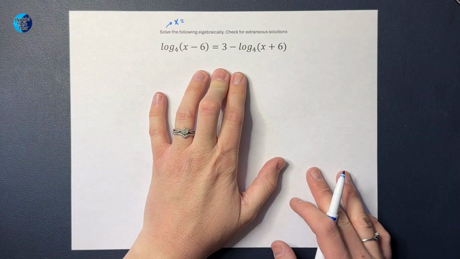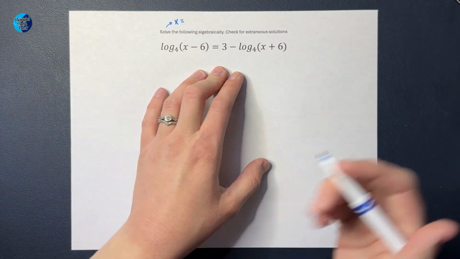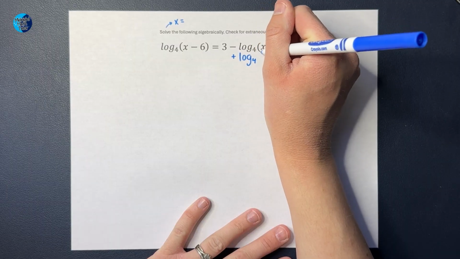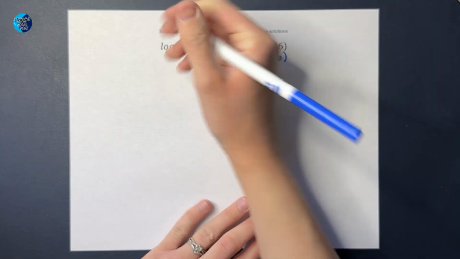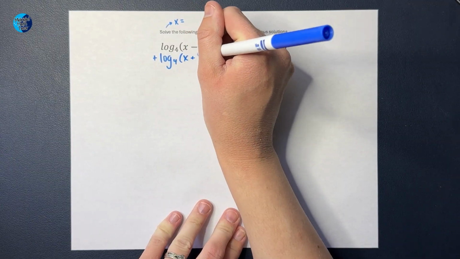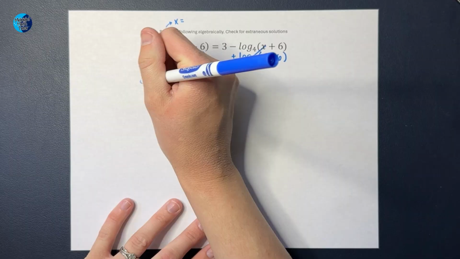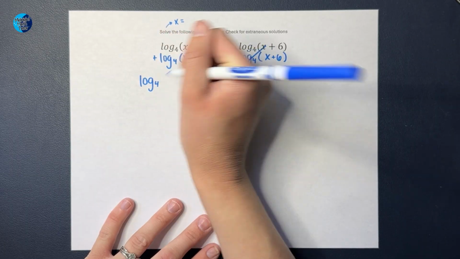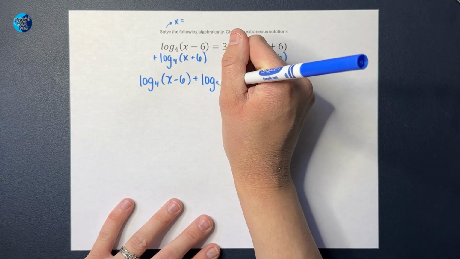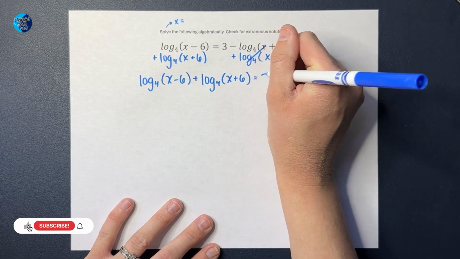All right, whenever I solve for x, I always want to get all the x's together. So let's try and get all the x's on this side by adding log base 4 of x plus 6 to both sides. As long as I add it to both sides, I'm good. So when I do that, those cancel out. And I end up with log base 4 of x minus 6 plus log base 4 of x plus 6 on this side. And that is equal to 3.